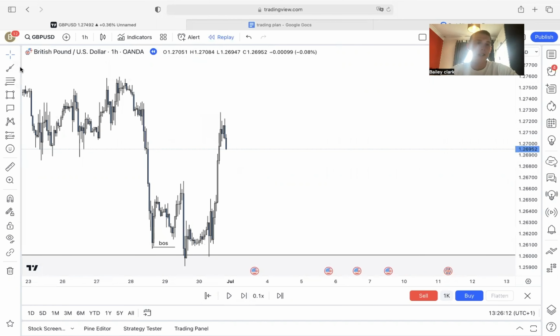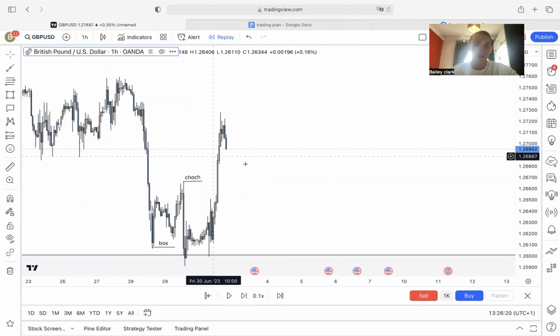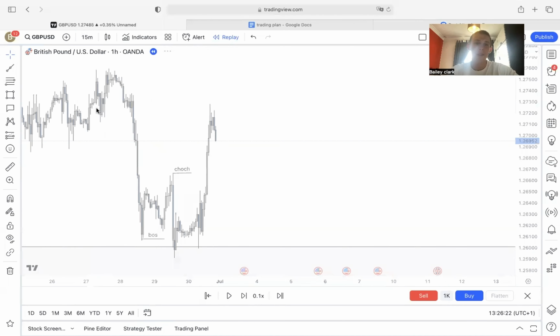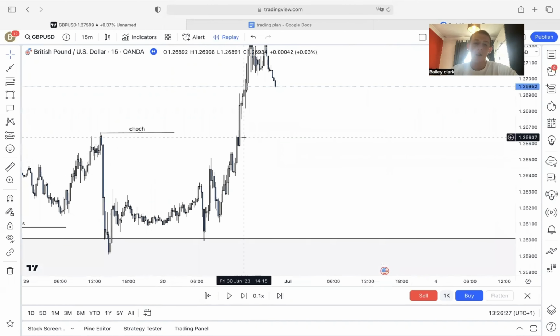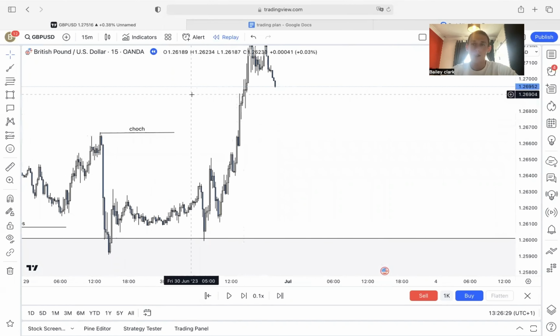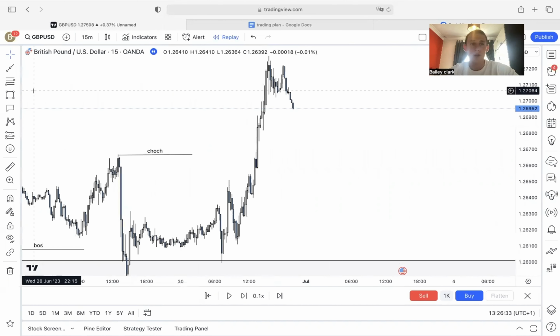There we go. So that is our change of character, confirming that the level we identified is going to hold. That is our change of character. And now what we want to see is a retracement into an area of demand which caused the change of character. And we also required that it was imbalanced, if you remember from the slides.